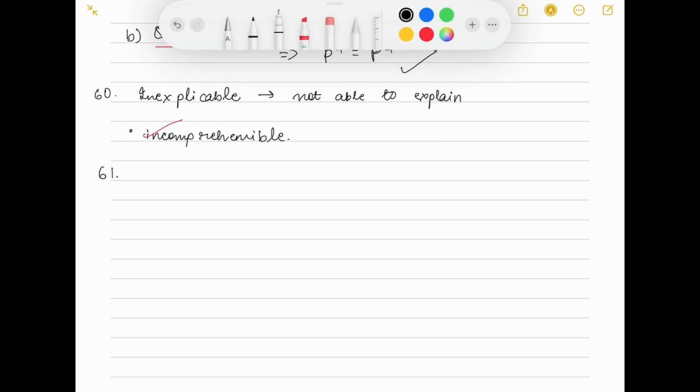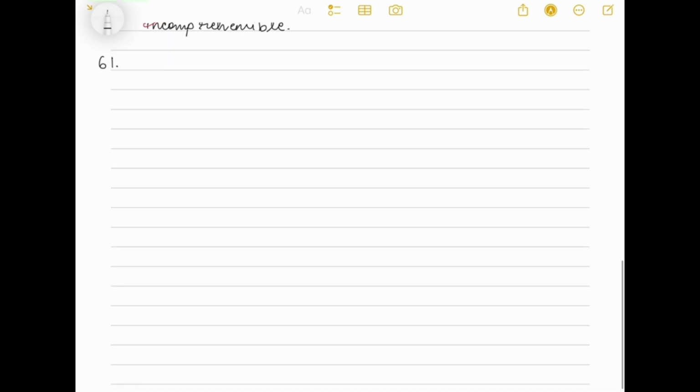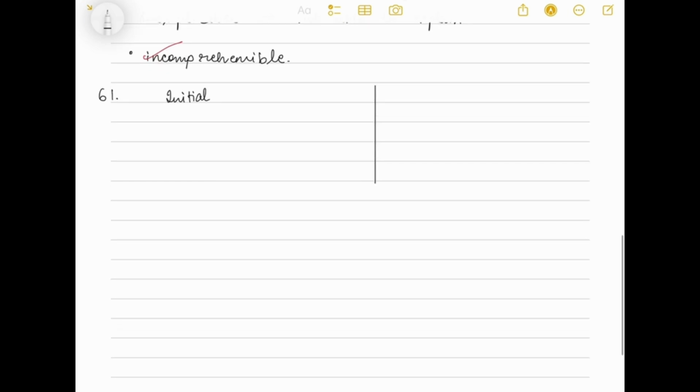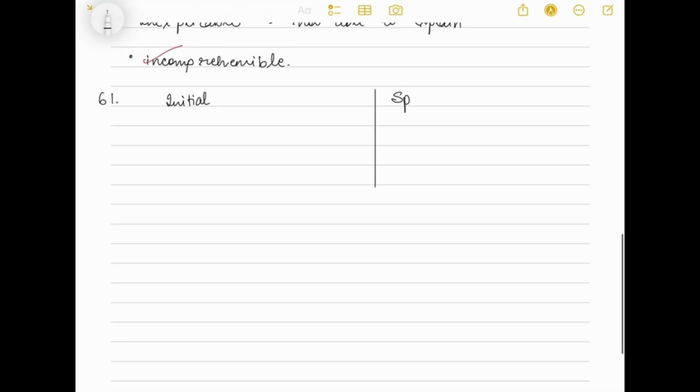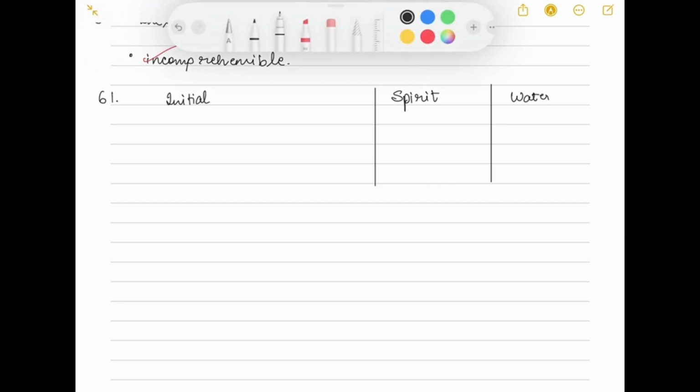Now coming to 61. Now this basically was a kind of numerical, not numerical, it was more of a logical aptitude numerical. So a container originally contains 10 liters of pure spirit. So we'll just write like this. I'll just make initial and then I'll write spirit and here water.